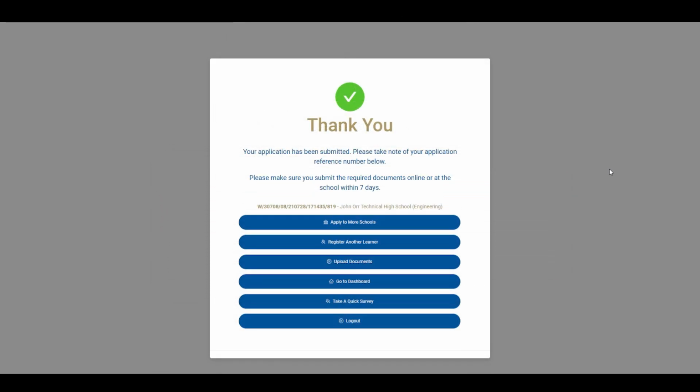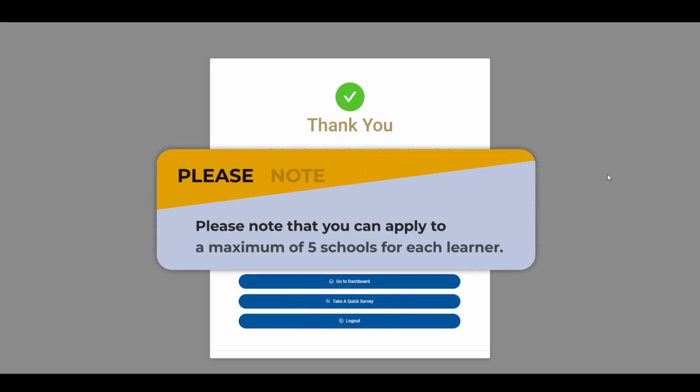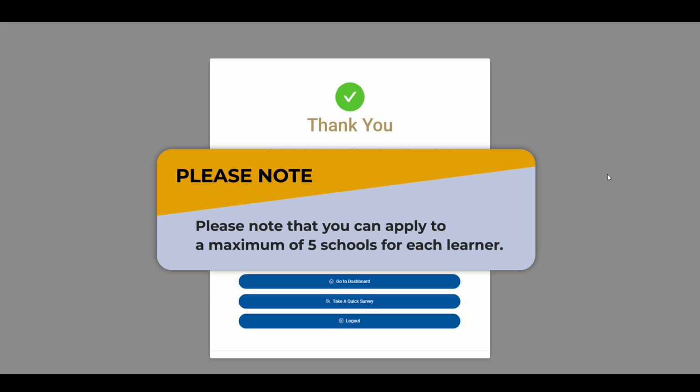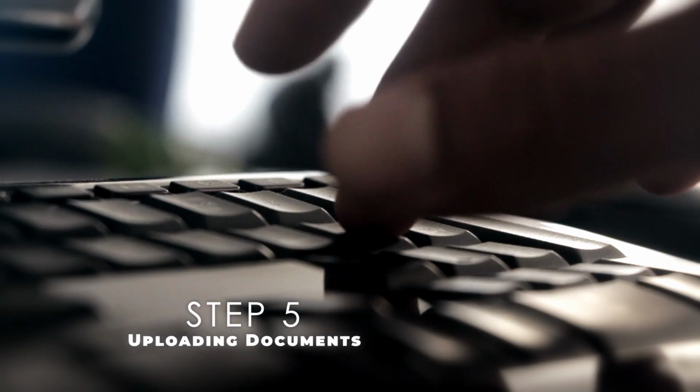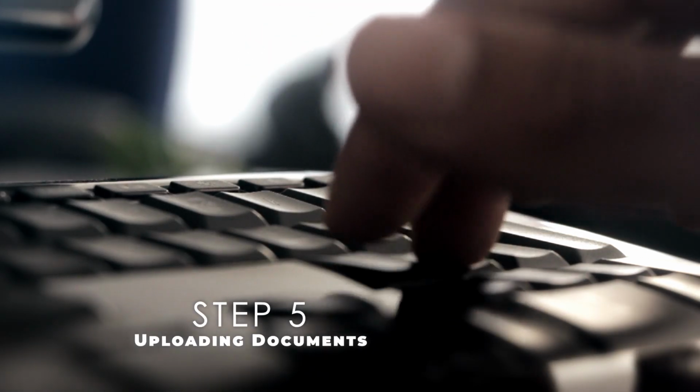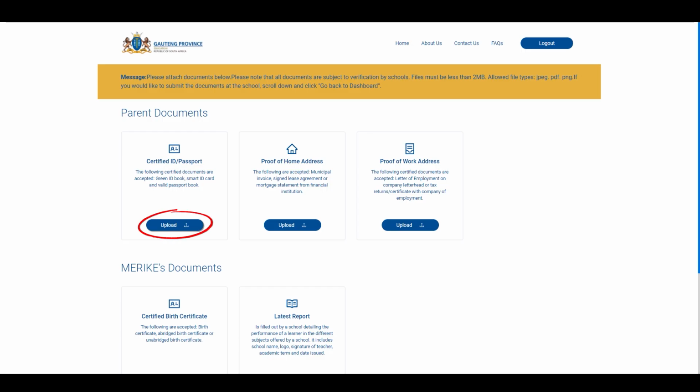After submitting the application, you have the option to apply to more schools, register another learner, upload documents, go to the dashboard, take a quick survey, or log out. Please note that you can apply to a maximum of 5 schools for each learner. Step 5 is uploading documents. You will be able to upload documents by using the upload function on the system. All schools applied to will be able to view these uploaded documents.